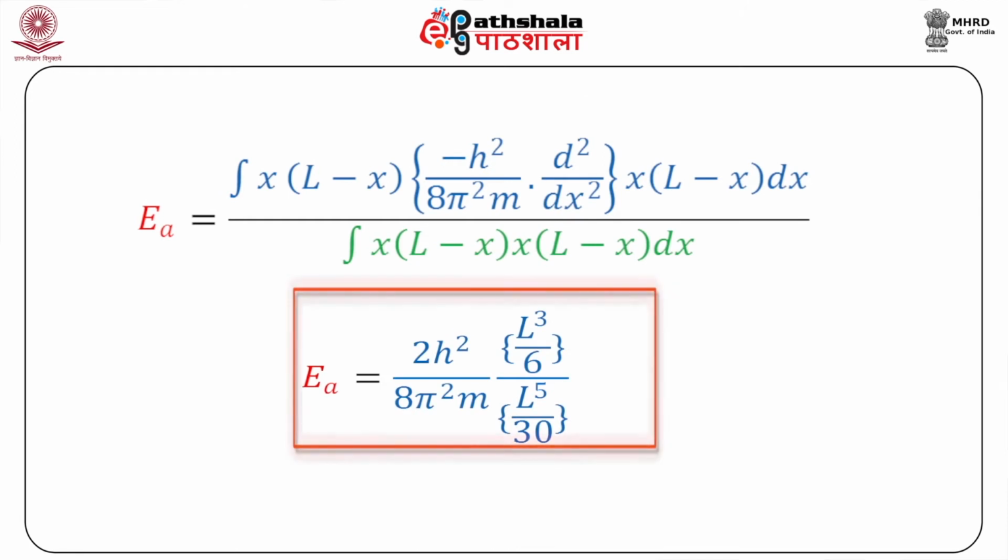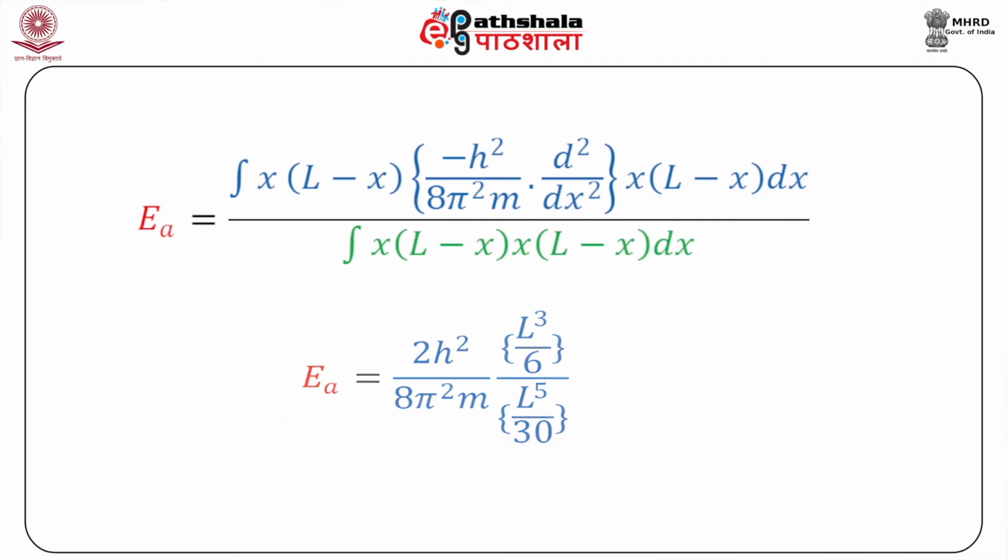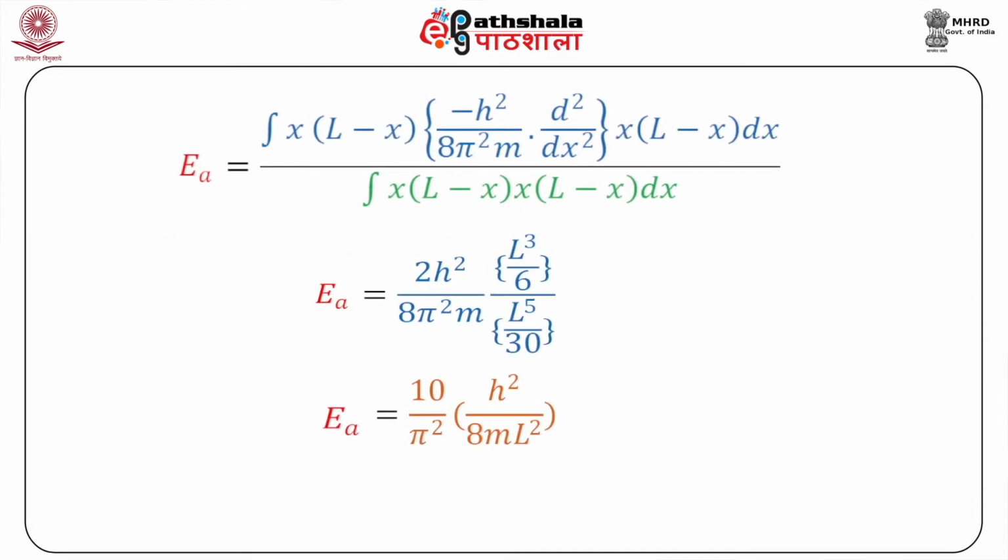2h square upon 8 pi square m into L to the power 3 by 6 upon L to the power 5 upon 30, which on simplification gives 10 by pi square into h square upon 8 ml square, or one can say the approximate energy EA is equal to 1.014 into h square upon 8 ml square as given in equation 6.